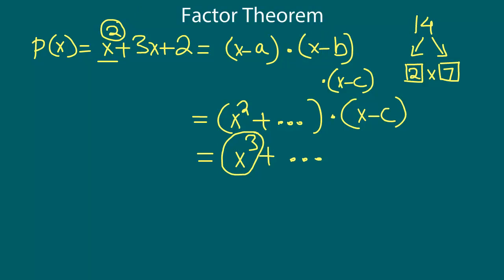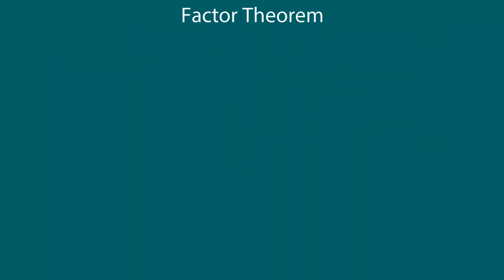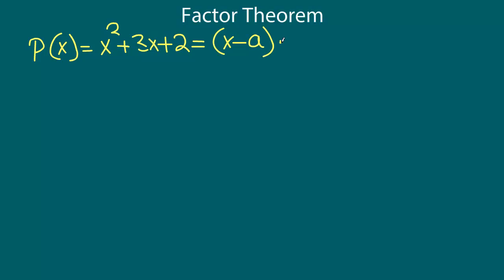Let's clear this up a little bit and do it one more time. Our polynomial is p(x), given as x squared plus 3x plus 2. The question is, how can we find the two factors of our given polynomial p(x)? If we do this multiplication, we will get an x squared term, then minus ax minus bx plus ab.